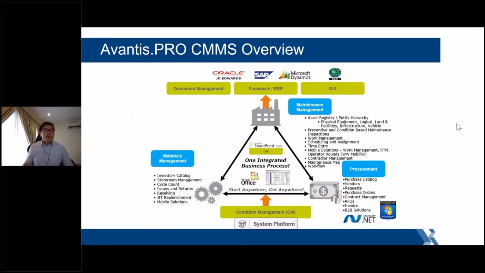Essentially, the core of the Aviva asset management software, or CMMS software, is called Avantis.pro. As you can see here, there are three main components of the CMMS for Avantis. First is maintenance management. Second is materials management and procurement. People who are well versed with CMMS, or have been exploring CMMS for your organization, know maintenance is one of the main modules that you need.